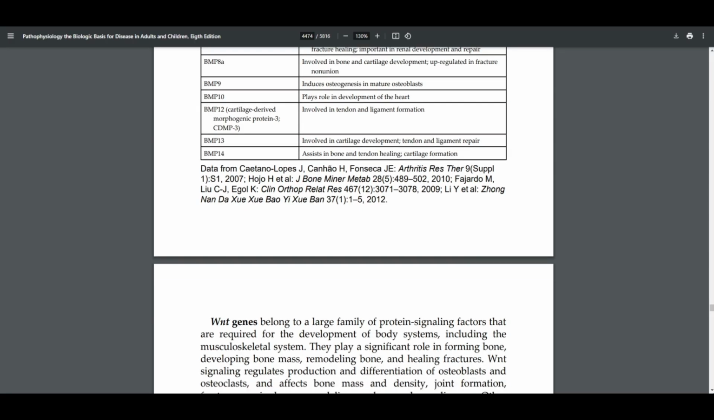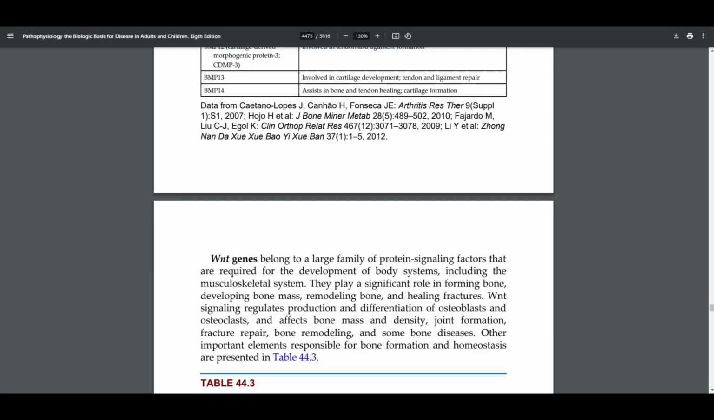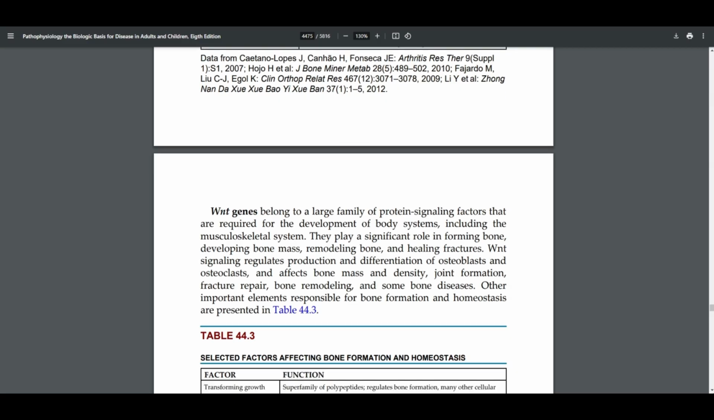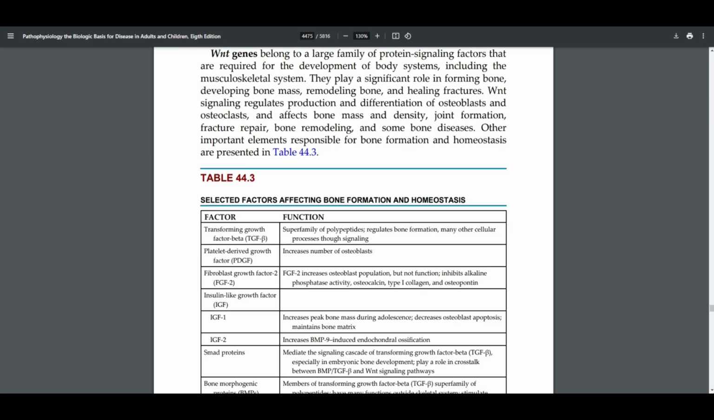Your WNT genes belong to a large family of protein signaling factors that are required for the development of body systems, including the musculoskeletal system. They play a significant role in forming bone, developing bone mass, remodeling bone, and healing fractures. WNT signaling regulates production and differentiation of osteoblasts and osteoclasts and affects bone mass and density, joint formation, fracture repair, bone remodeling, and some bone diseases.